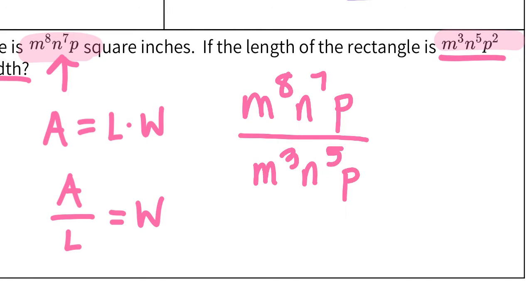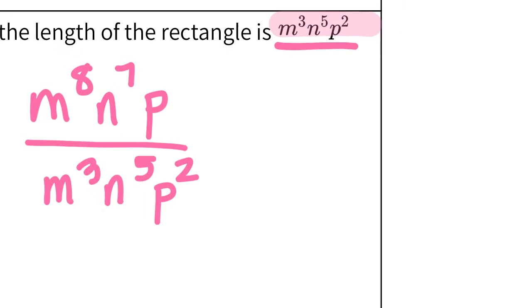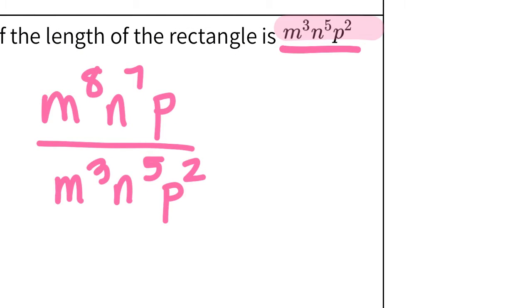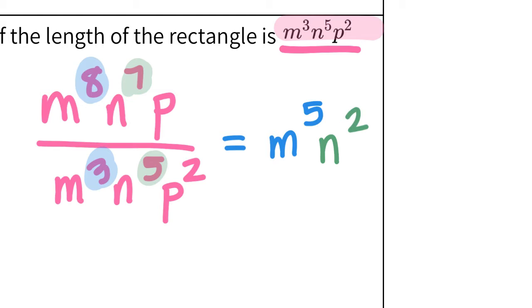Okay, now we'll just do this problem the same way we did all the others. So let's combine our m's by subtracting those exponents. So that would be m to the 8 minus 3, which gives me 5. Then our n's, 7 minus 5, which gives me 2, so n to the 2. And then p. The top one doesn't have an exponent, but the bottom one is 2. But we know no exponent means invisible 1. So 1 minus 2 is negative 1.